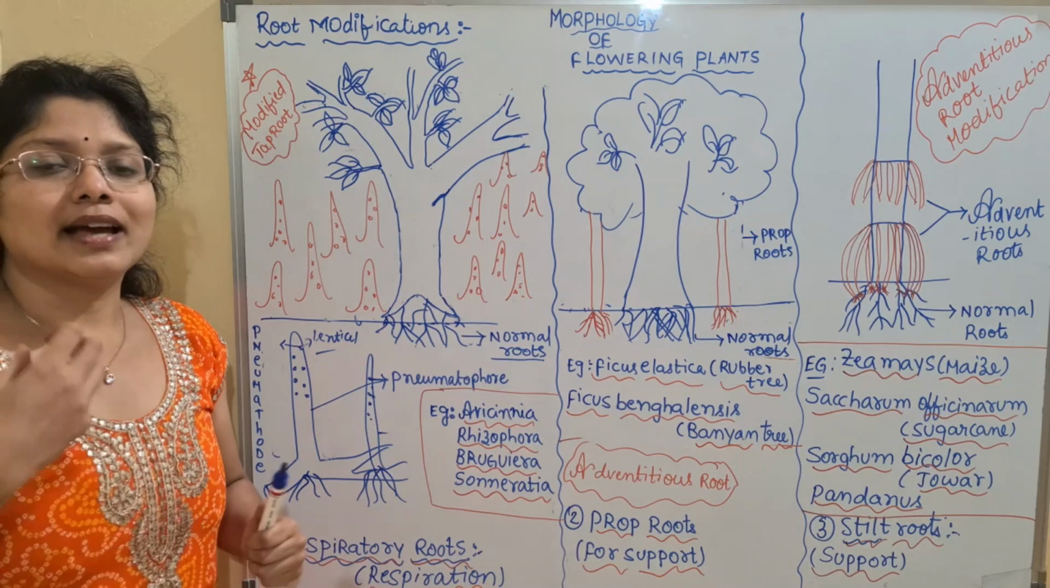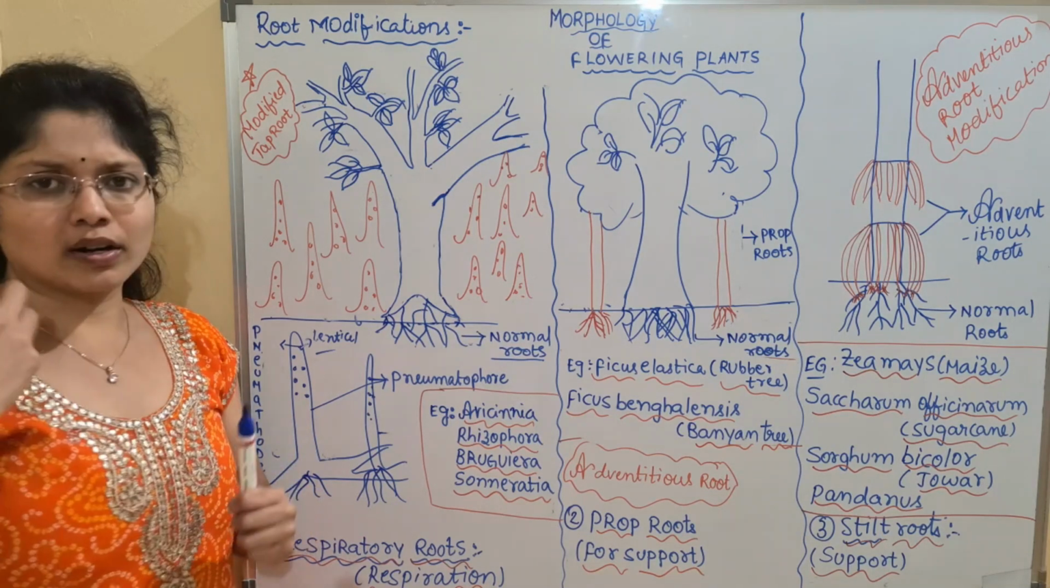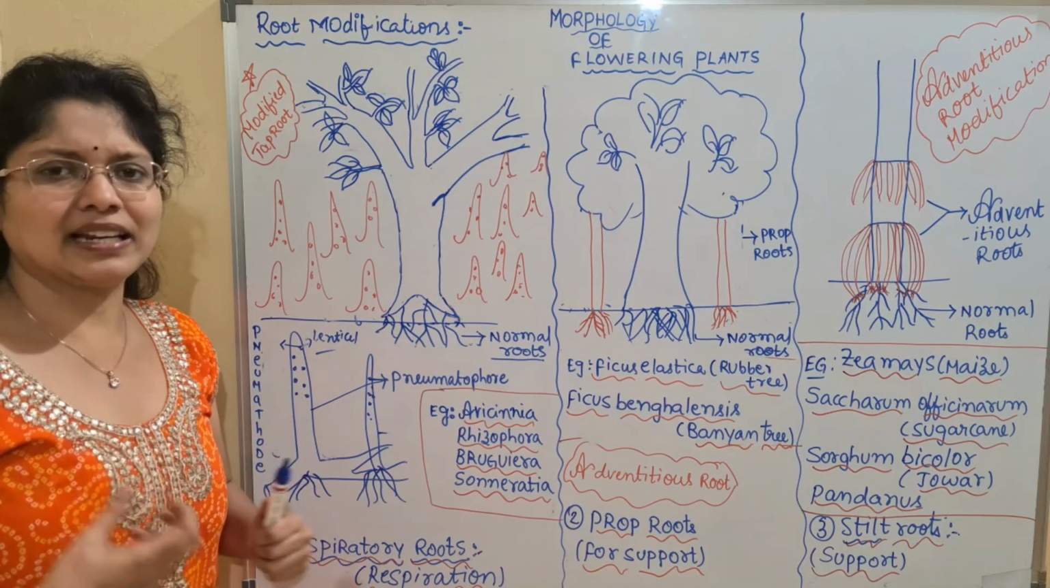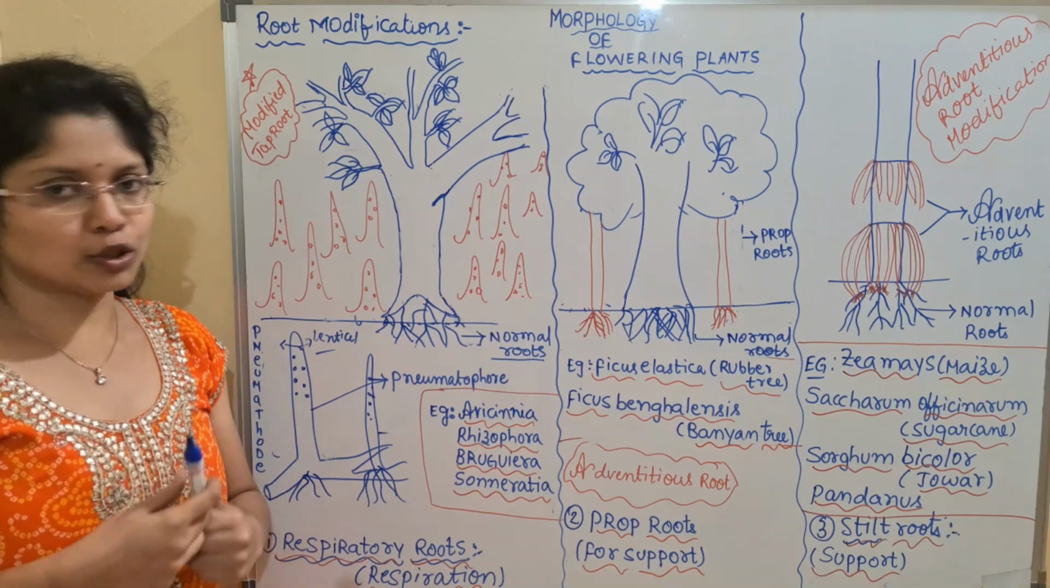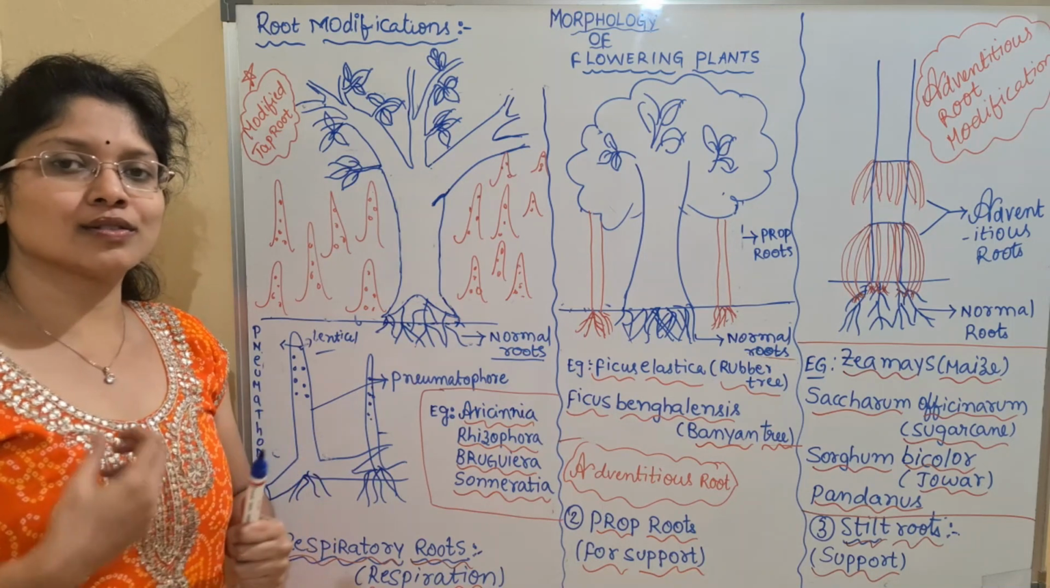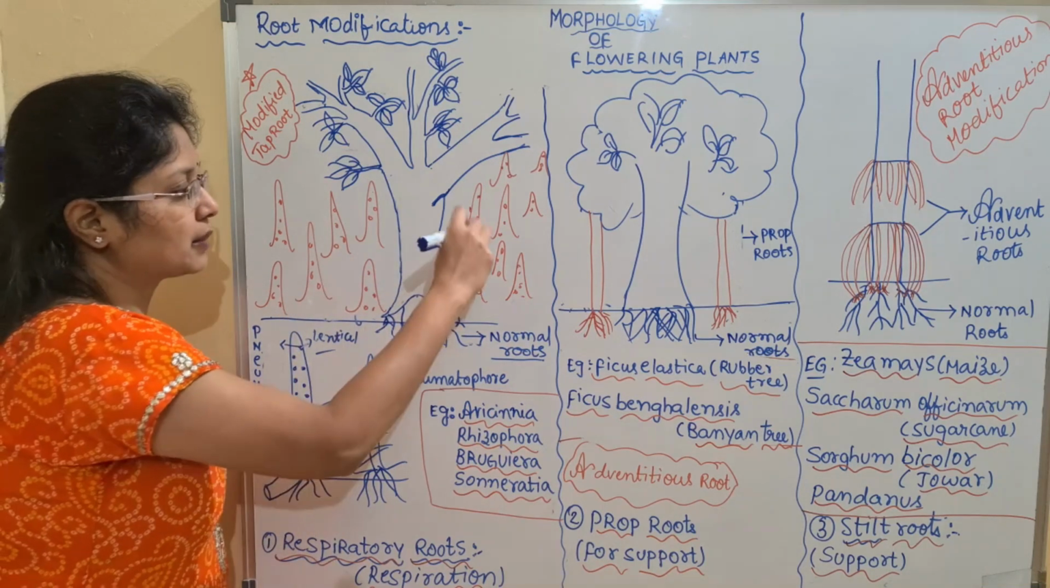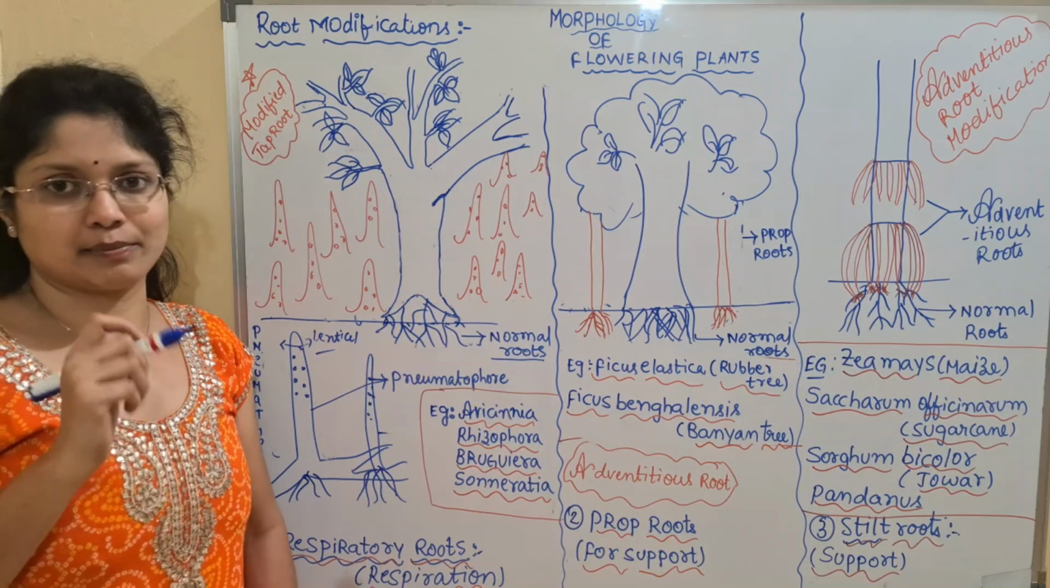Why? Because they live in damp or swampy areas. They are mainly living in that area, so they are restricted in getting oxygen through normal roots. In order to supply the oxygen, they have a special adaptation, that is the formation of respiratory roots.